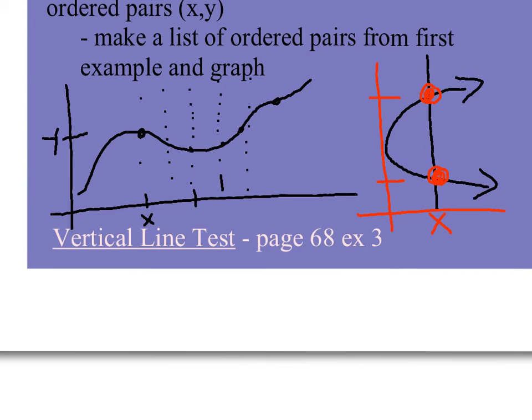So the vertical line test, if it passes the vertical line test, like it did on this first one, where you could put vertical lines anywhere on the graph, then you have a function. If it doesn't pass the vertical line test, like on the second one, then it's not a function.